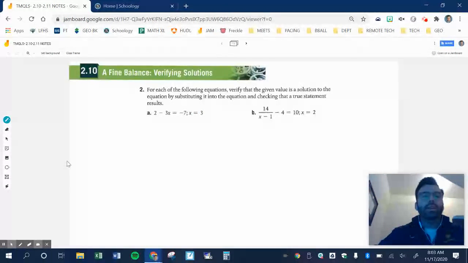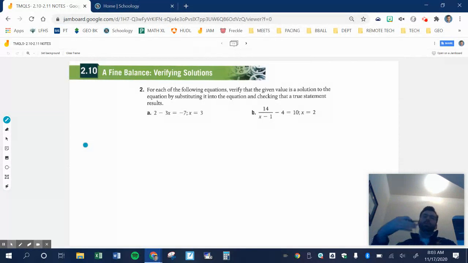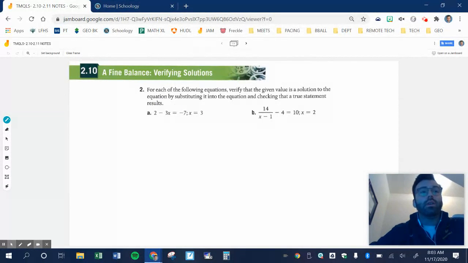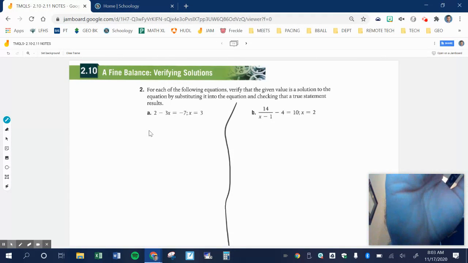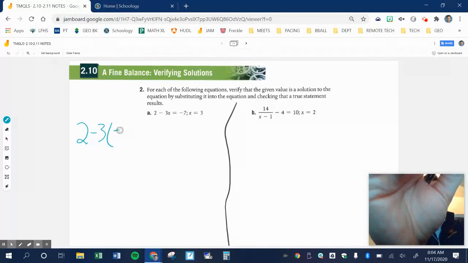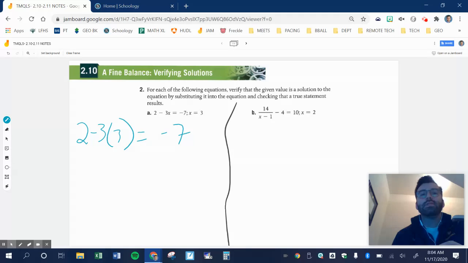What we need to do here, and some of you have probably done in the past when you check for extraneous solutions, is check to see if this x value actually works. How we're going to do that is by plugging the x value into our given equation. So if we look at number 2a, I have 2 minus 3x equals negative 7. I want to think of it like this: 2 minus 3, when x is 3, does that equal negative 7?